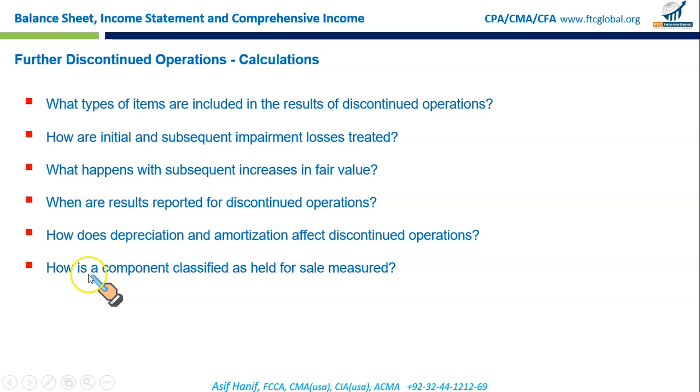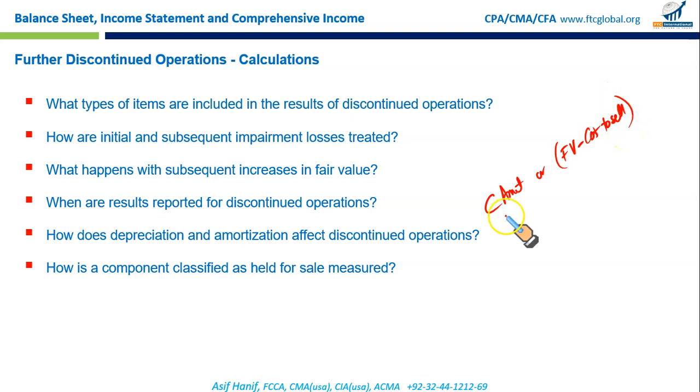Then it says, how is a component classified as held for sale measured? Let us discuss this. This is a bit technical. Let's say we have a component we want to sell, and we have decided, for timing, to keep it as held for sale. A component that is held for sale is measured at either its carrying amount or fair value minus cost to sell. Cost to sell means cost needed to complete the sale.